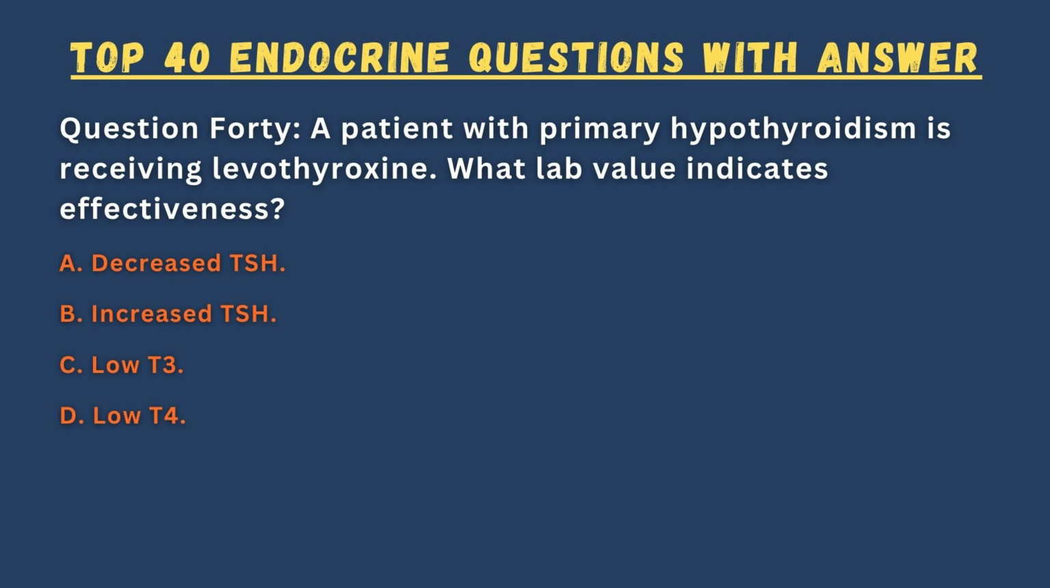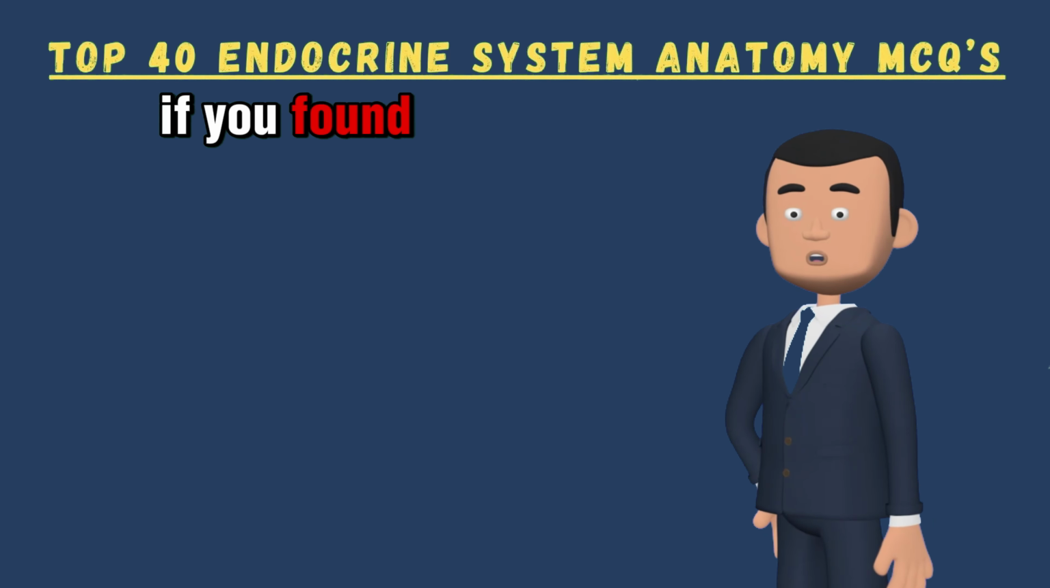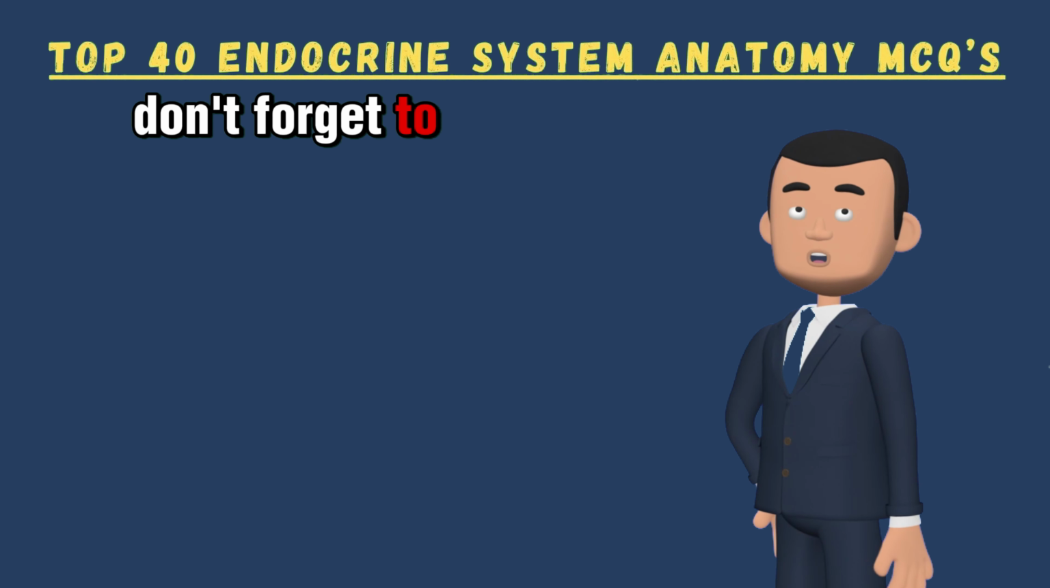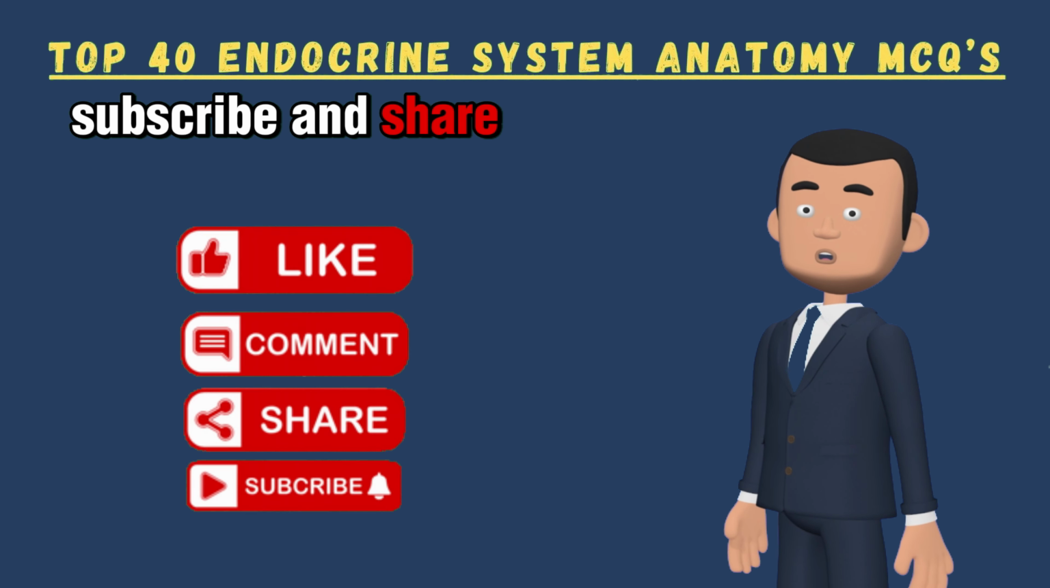Question 40. A patient with primary hypothyroidism is receiving levothyroxine. What lab value indicates effectiveness? A. Decreased TSH. B. Increased TSH. C. Low T3. D. Low T4. Answer: A. Decreased TSH.